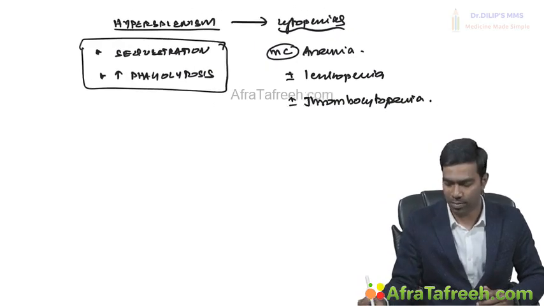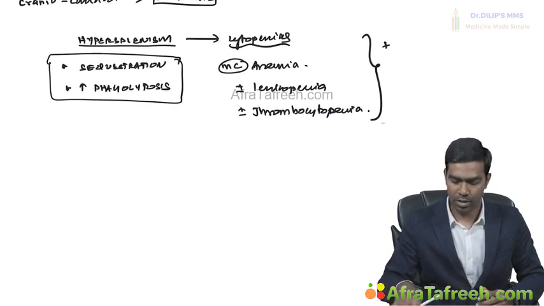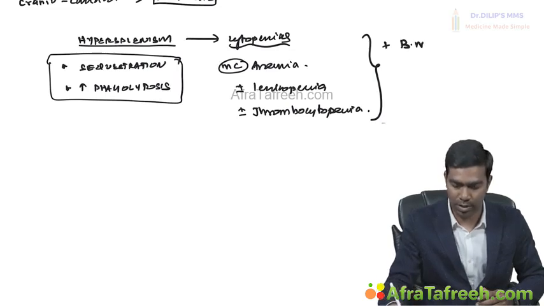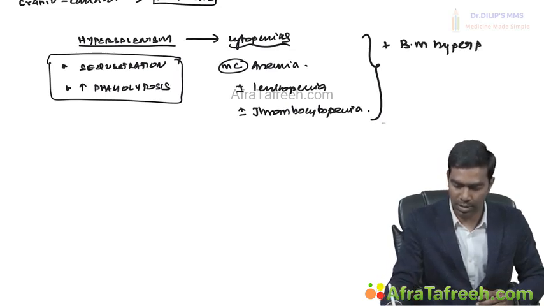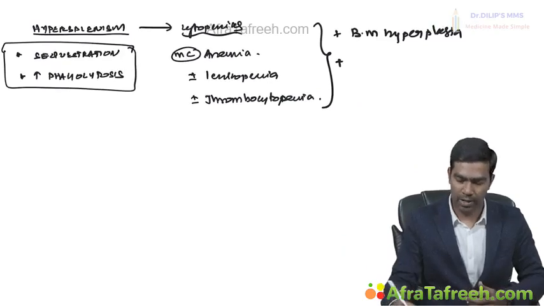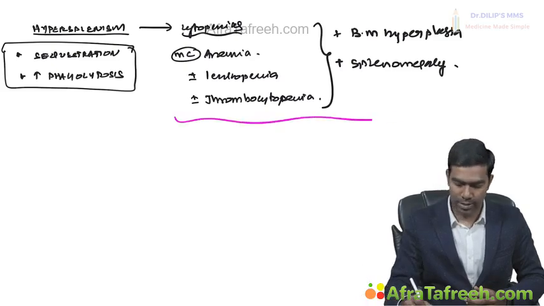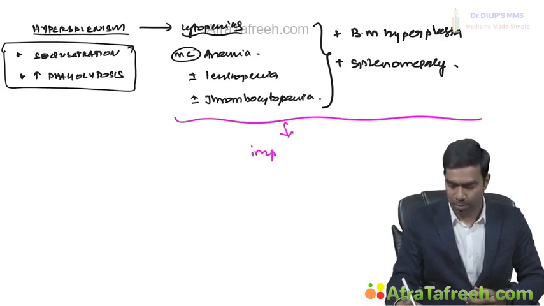But criteria-wise, if you ask me, the cytopenias alone are not enough for diagnosing hypersplenism. The patient should have associated bone marrow hyperplasia. This is a compensatory hyperplasia because the cells are destroyed in the periphery. Your bone marrow goes for reactive hyperplasia. This is what we call reactive bone marrow hyperplasia. Plus the patient should have splenomegaly. And all these cytopenias must improve, or will improve, after splenectomy.